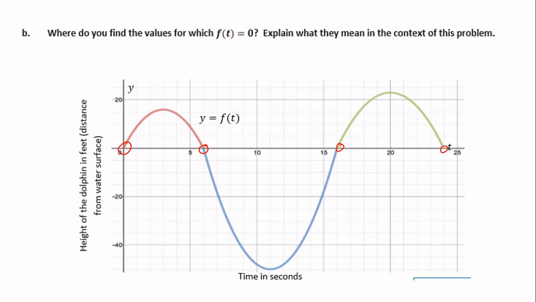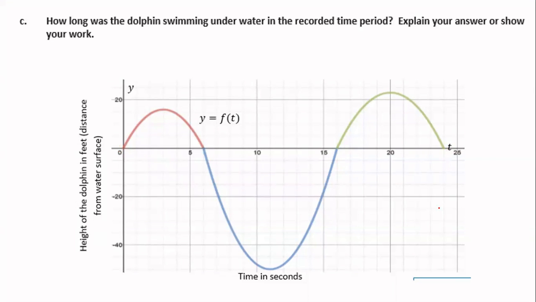And explain what it means in the context of this problem. It would be the times when the dolphin is either leaving the water or entering the water, the transition between water and air. Or this is where the harpoon finally got him. Okay, so what was that? No? That was that extra line I deleted.